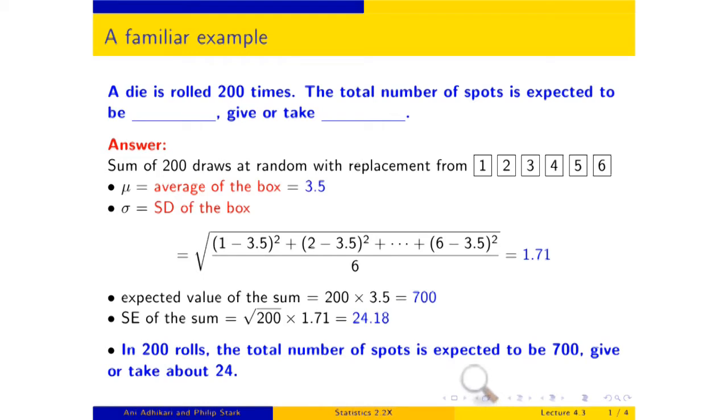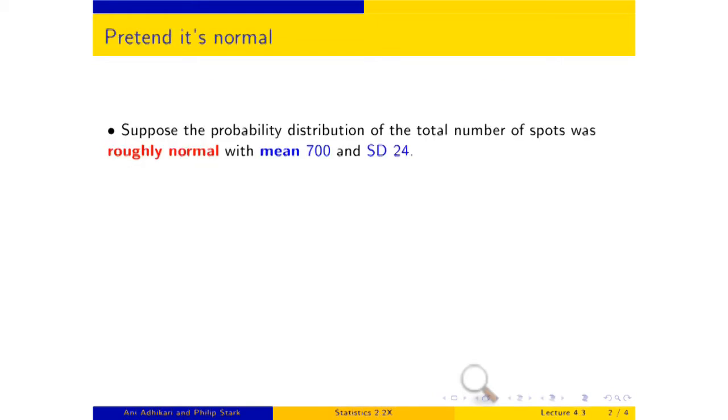And so now we want to look at the probability that the sum is in various ranges. So what if I asked you, what is the chance that the sum is in the range 700 plus or minus 24? Well, it's center plus or minus measure of spread. If the distribution were normal, you could just answer that, couldn't you? So why not live dangerously? Let's pretend it's normal.